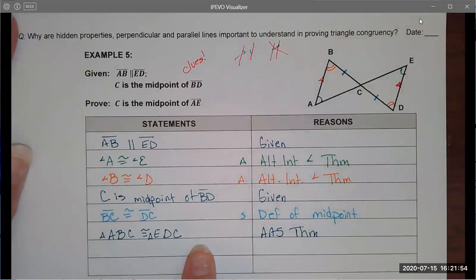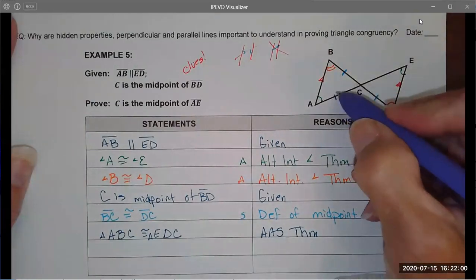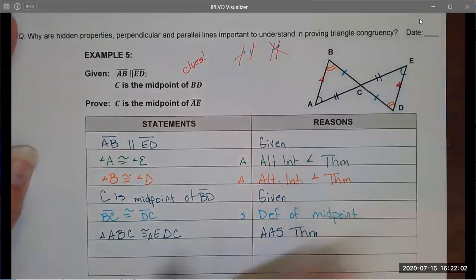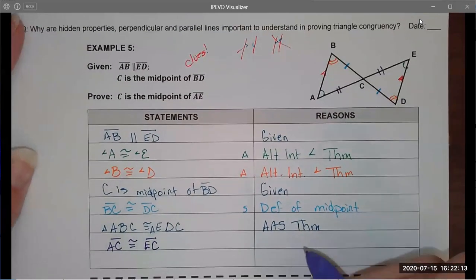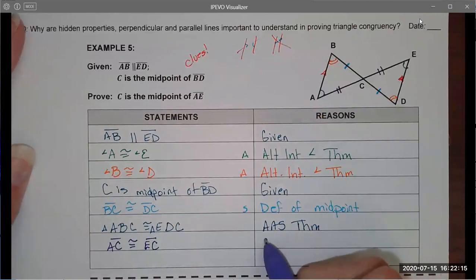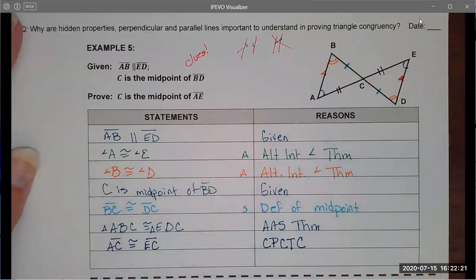Okay, once I have congruent triangles, I know the corresponding parts are congruent. And that would let me say that AC is congruent to EC. My triangles are already congruent, so I don't have to worry about that. I am allowed to say this. My justification is that corresponding parts of congruent triangles are congruent, which is very handy.